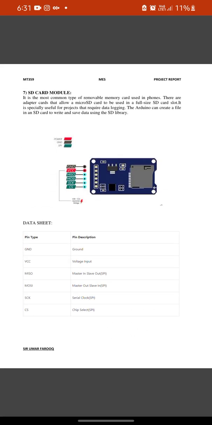Now we use the SD card module. It's a common type of removable memory card used in phones. There are adapter cards that allow a micro SD card to be used in a full size SD card slot. It is especially useful for projects that require data logging. The Arduino can create a file on an SD card to write and save data using the SD library. So we can also save the data of how the line follower follows the line, and the data will be saved through Arduino into the SD card. It has pins for ground, VCC, MISO, MOSI, master in slave out or master out slave in, SCK serial clock, and then CS chip select.